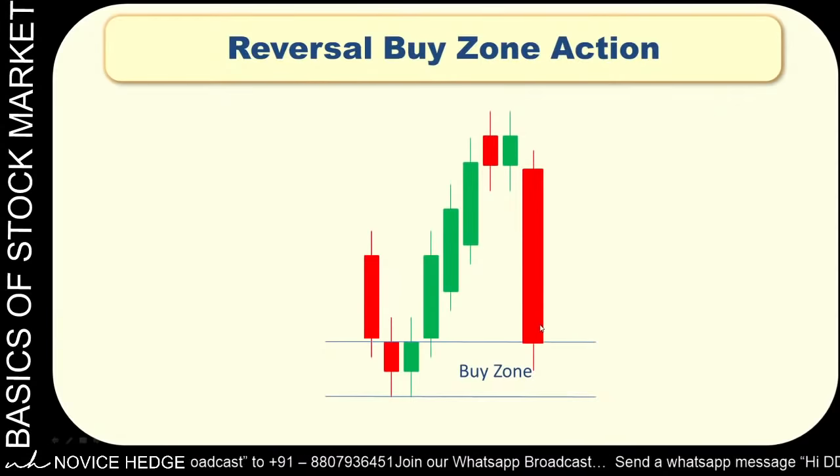The price reverses back to the same zone. What's the second point I said? I said clearly that in this area they will be placing their re-entry. They'll be placing the re-entry.